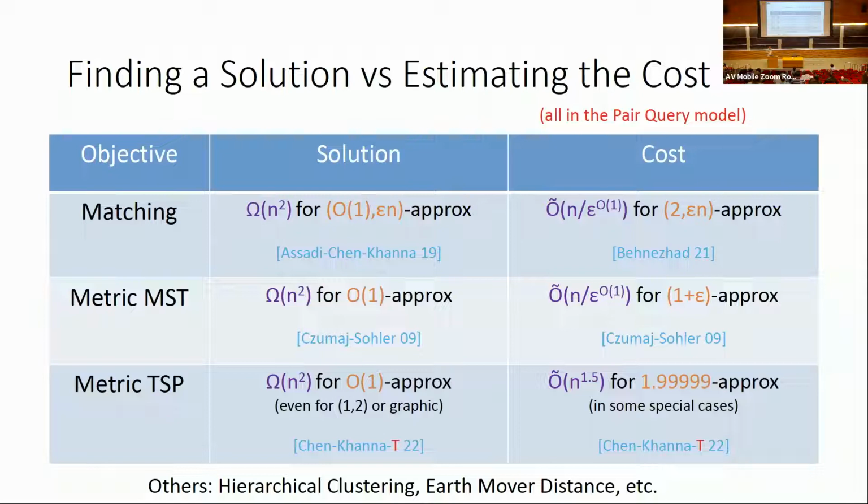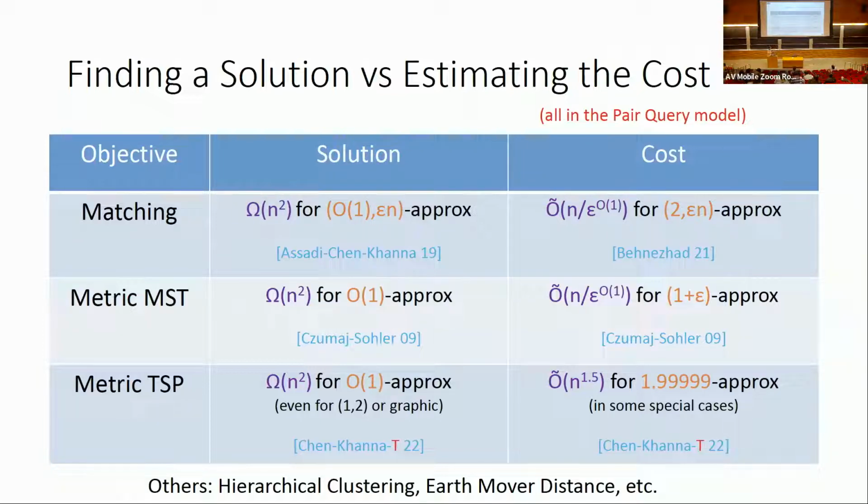By the way, here we only consider the query complexity, and specifically the pair query model, in which we are allowed to give the oracle a pair of vertices, and the oracle will return the distance between these two vertices. For example, when the input is a graph, the oracle will return whether or not there's an edge between them, basically 1 or 0. If the input is a metric, then the oracle will return the distance between these two vertices. These are some previous results, both showing that solution finding is significantly harder than cost estimation.